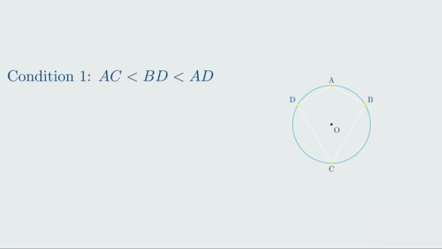We are told that the length of diagonal AC is less than the length of diagonal BD, which is less than the length of side AD. So, AC is the shortest, and AD is the longest among these three segments. Also, the angle DBA, formed by side DB and diagonal BA, is an acute angle, meaning it is less than 90 degrees. These conditions define the specific configuration we are working with.